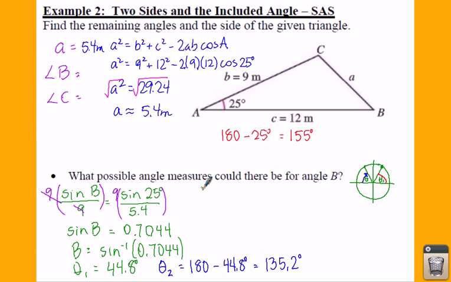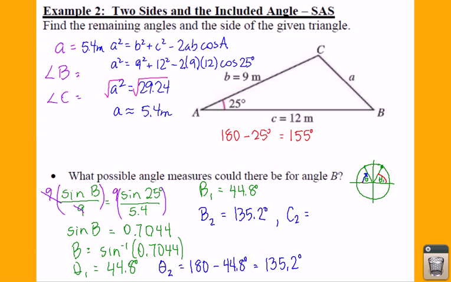So say we have theta 1, so we'll call it angle B sub 1. That could be 44.8 degrees. And then we're going to have an angle B, this will be our second one, which could be 135.2 degrees. Now what this does, this doesn't change your angle A, but it does change your angle C's.